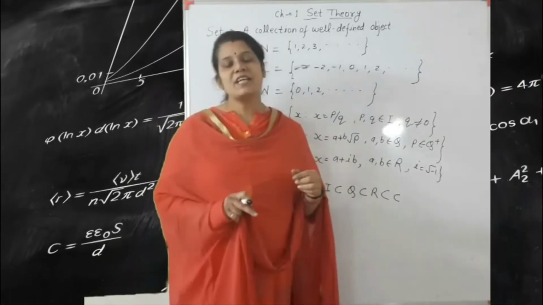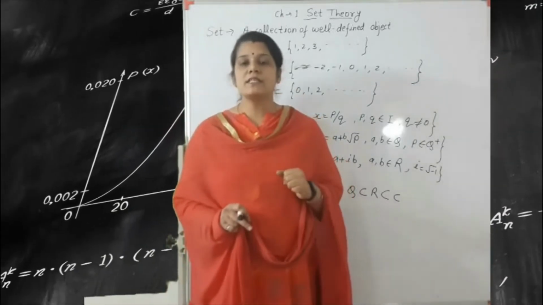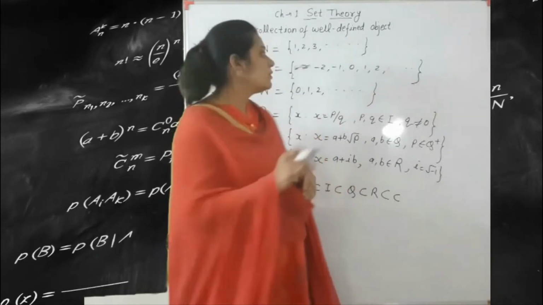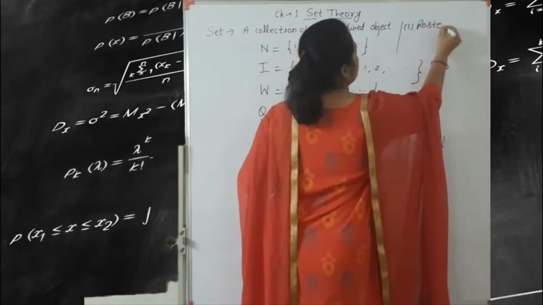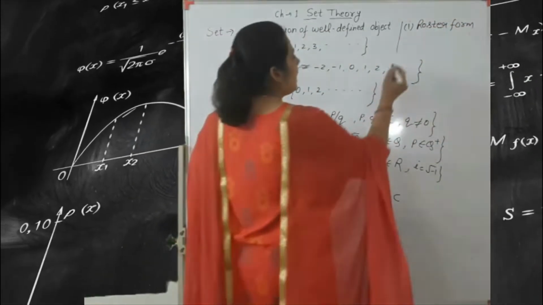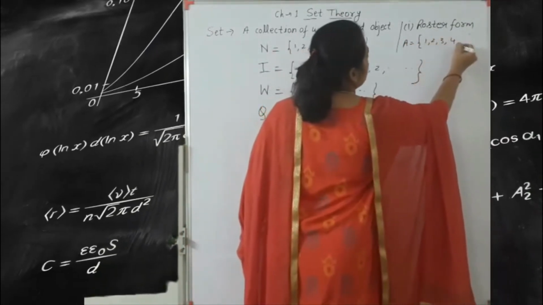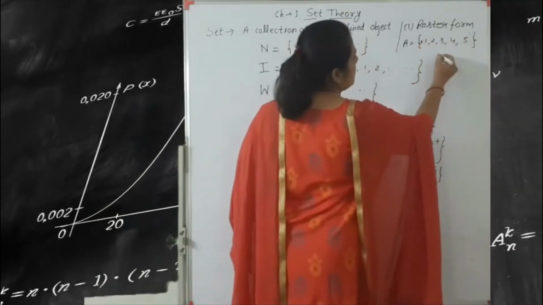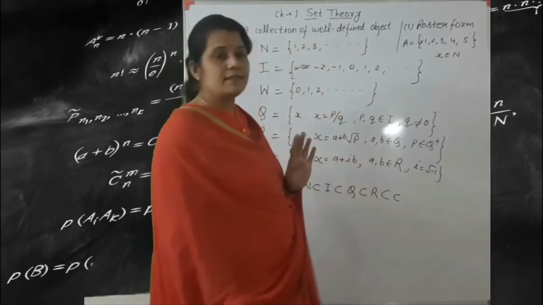Okay, next one is that we have two forms of the set. First one is the roster form and second one is the set builder form. Roster form, that means what? We have the set A is equal to 1, 2, 3, 4, 5. And here x is such that x belongs to capital N. So yes, correct. This is the roster form.